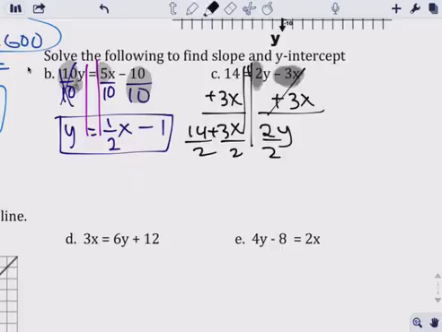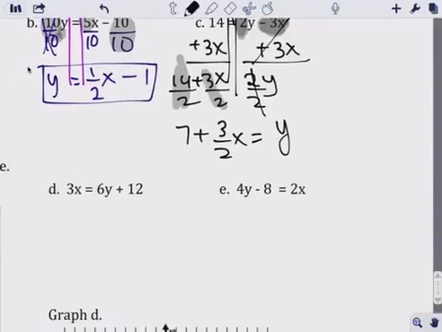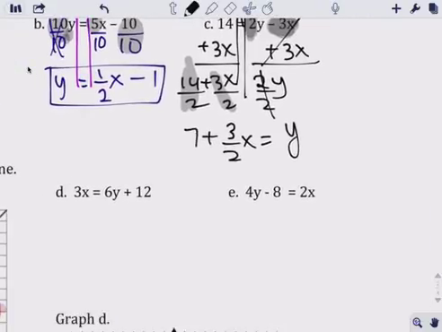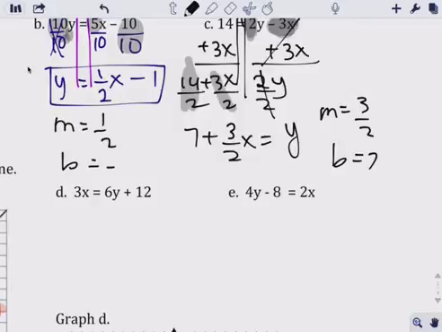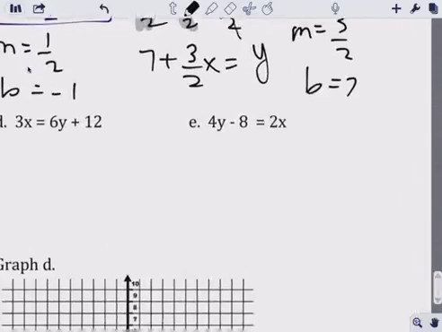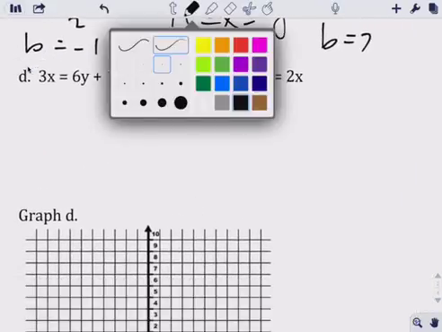Now you can divide these because the numerator is bigger than the denominator. You get 7. You can divide these also, but because it doesn't go evenly, you write 3 over 2x equals 2y. Now you can graph this. The slope here is 3 over 2. B here is 7. For the first one, the slope is 1/2. B is negative 1. Letter D here.